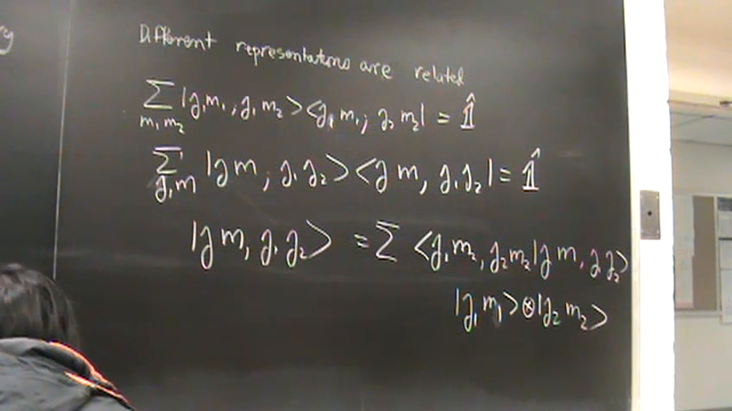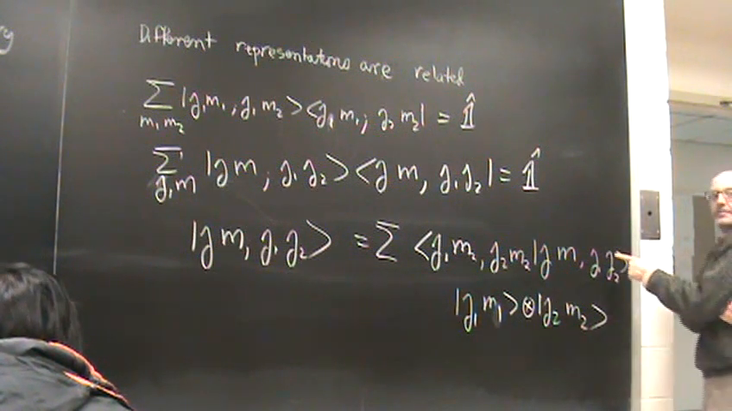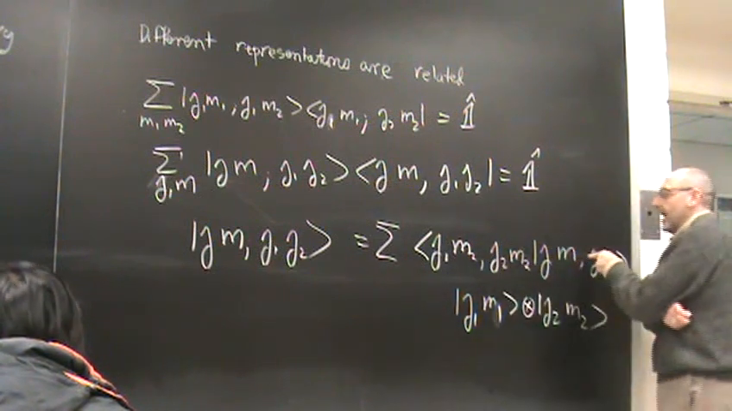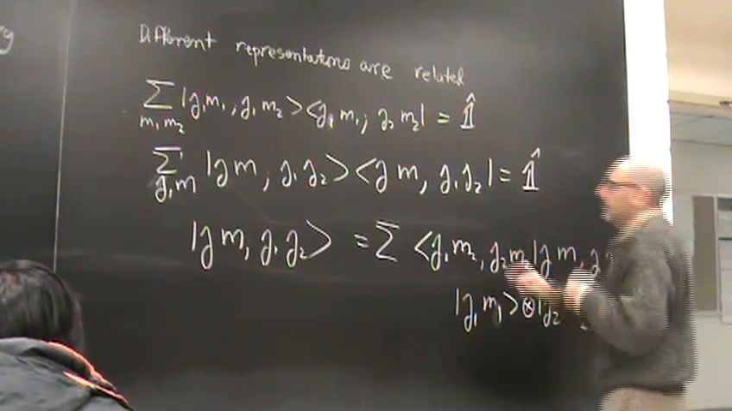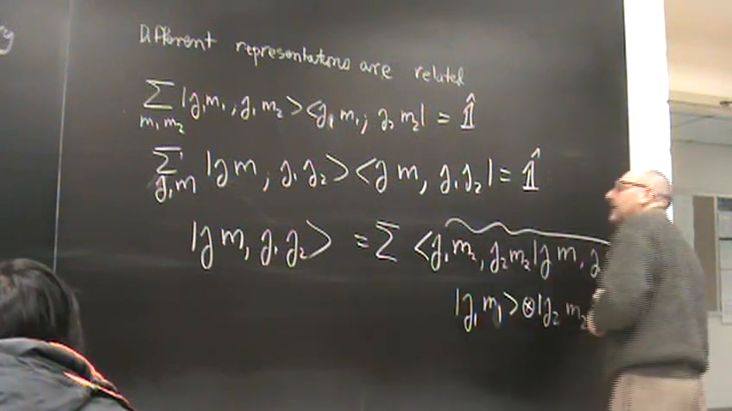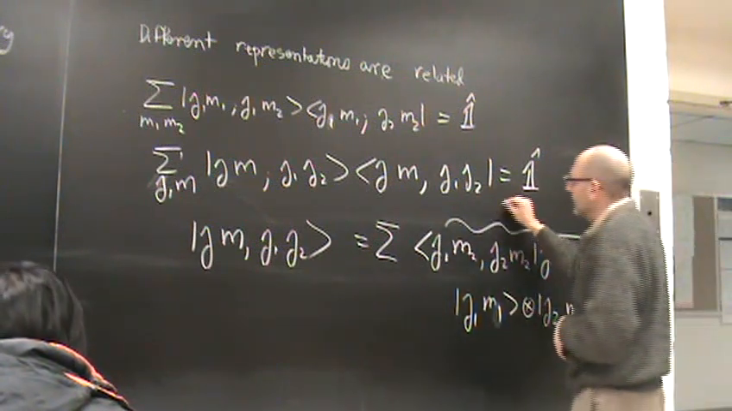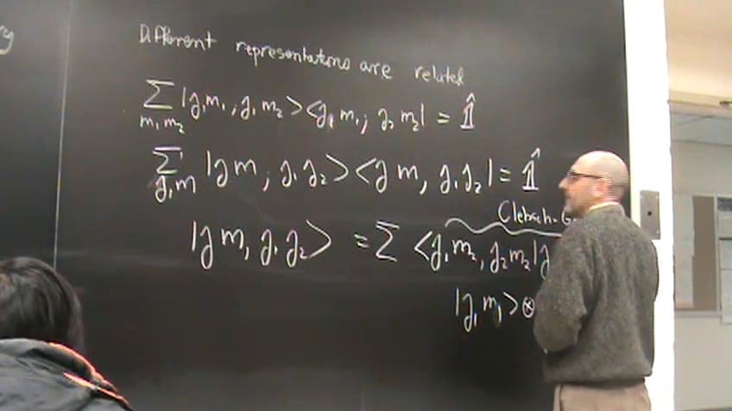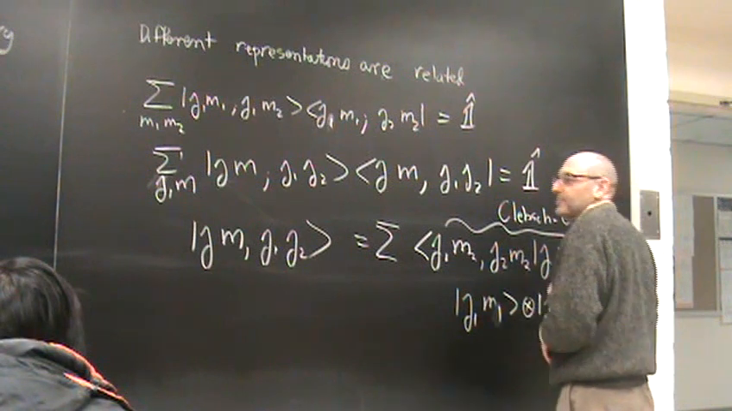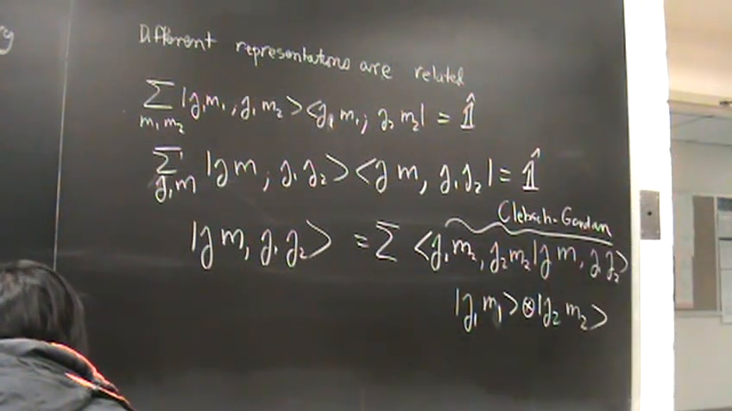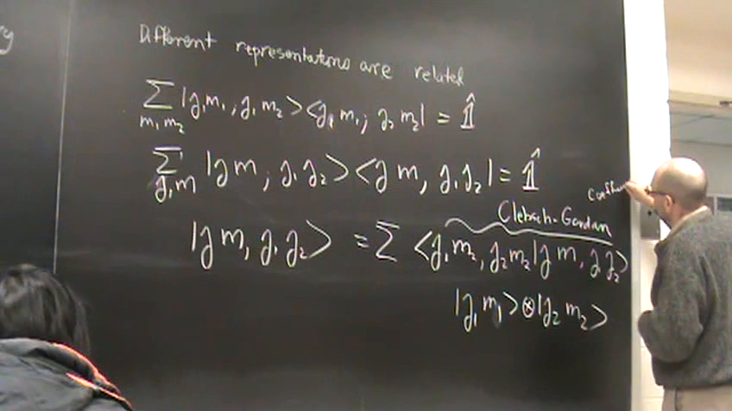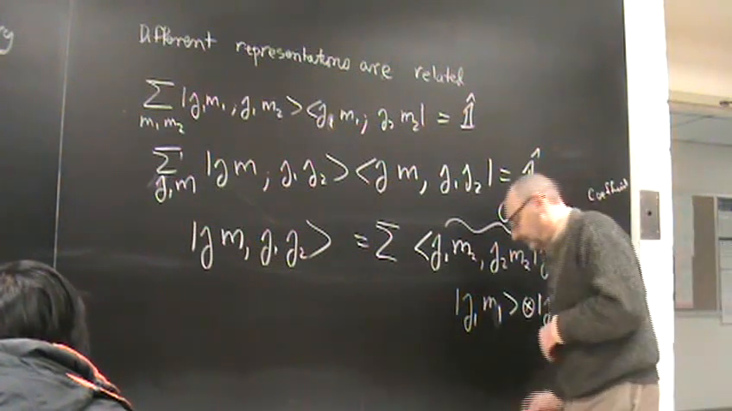So these coefficients, these expansion coefficients that relate the coupled representation and the uncoupled representation are very important in the theory of atoms and molecules. They're called Clebsch-Gordan coefficients. So these are Clebsch-Gordan coefficients. And we'll study them in some detail a little bit later in the semester.